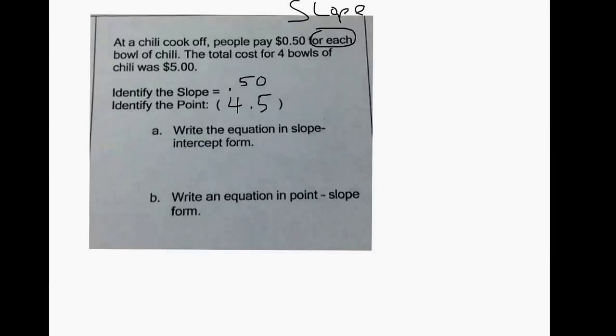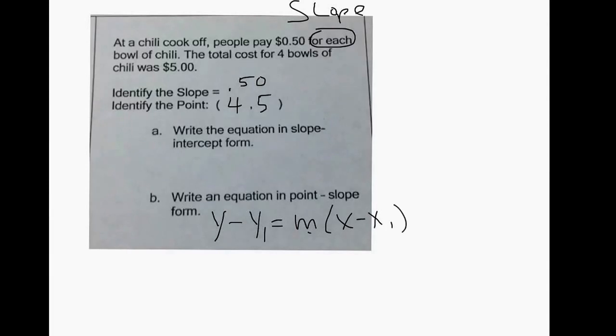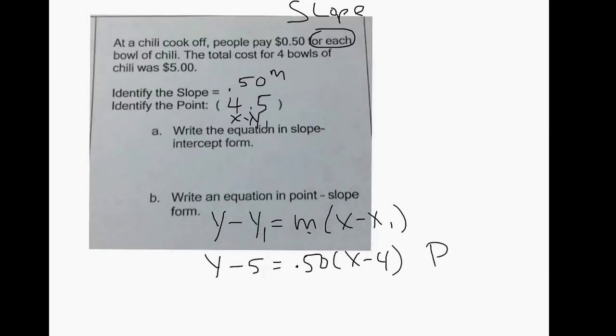So our point slope formula that we learned in class, and this will be on your formula chart, is y minus y1 equals m times x minus x1, where this is m and this is x1, y1. So y minus y1 is 5 equals 0.50 times x minus 4. This is point slope form, so it could be left that way.